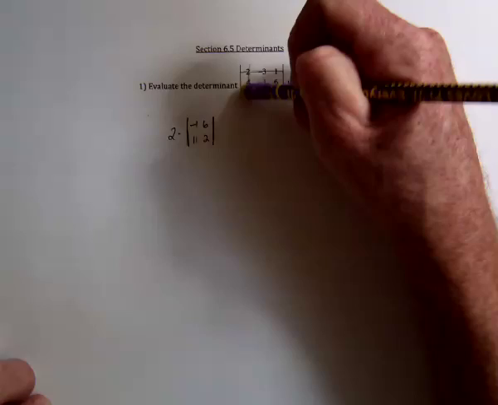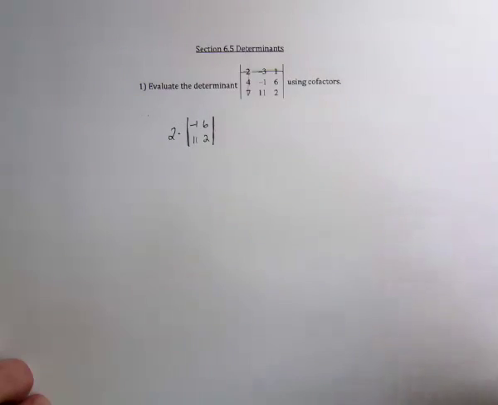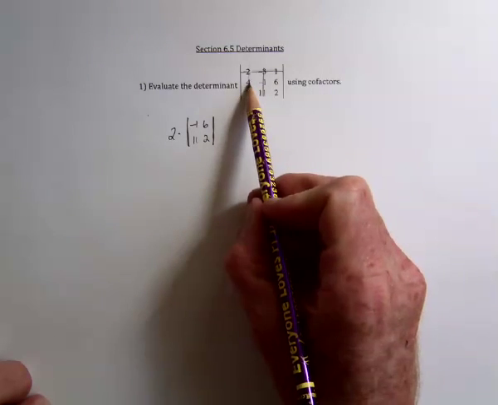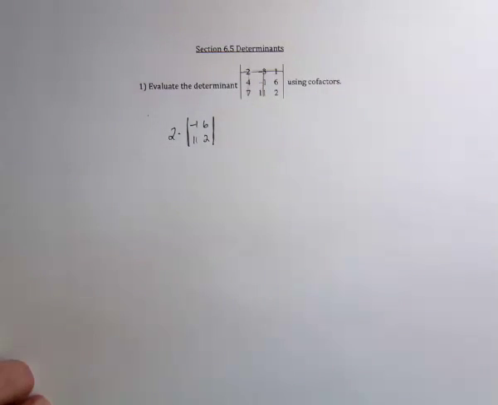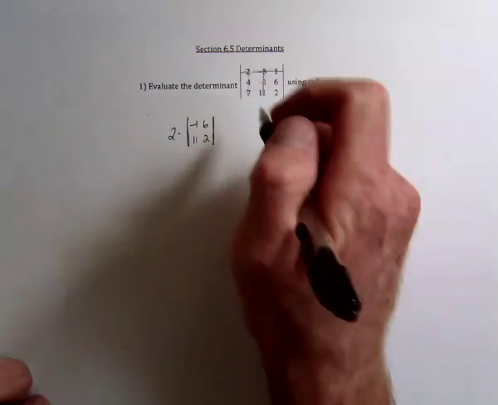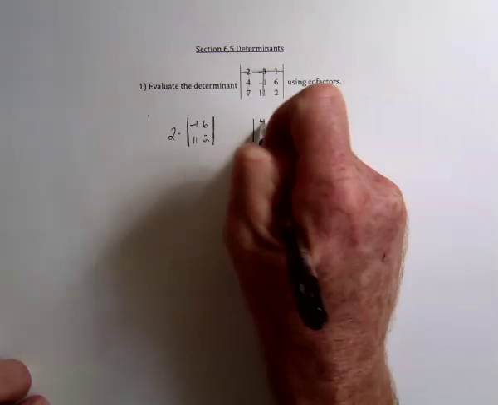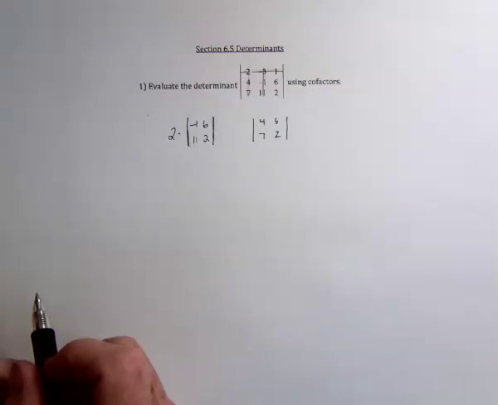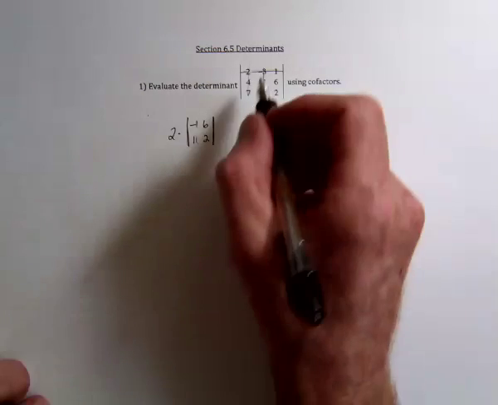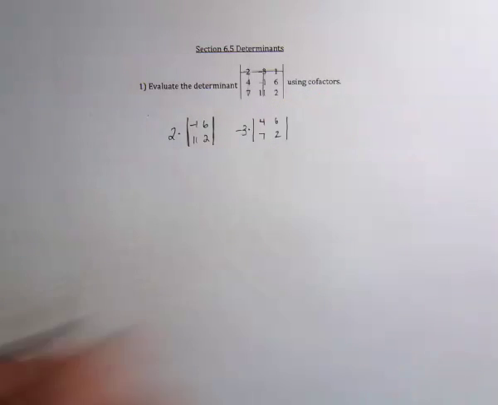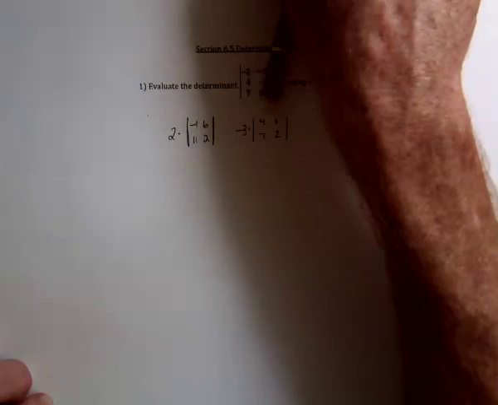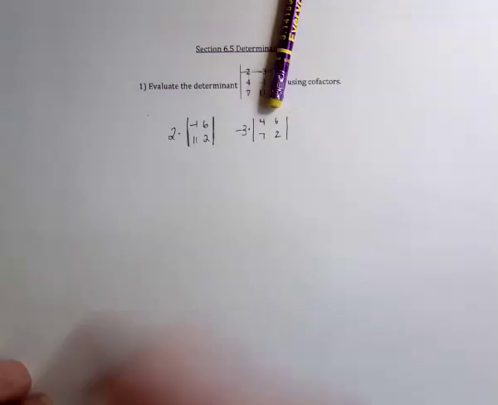And now move over and cross this one out. And what's left is the 4, 6, 7, and 2. So 4, 6, 7, and 2 are the 2 by 2 determinant, and the -3 was what we used to get that, and so -3 goes in front. And then finally do the same thing with the 1.